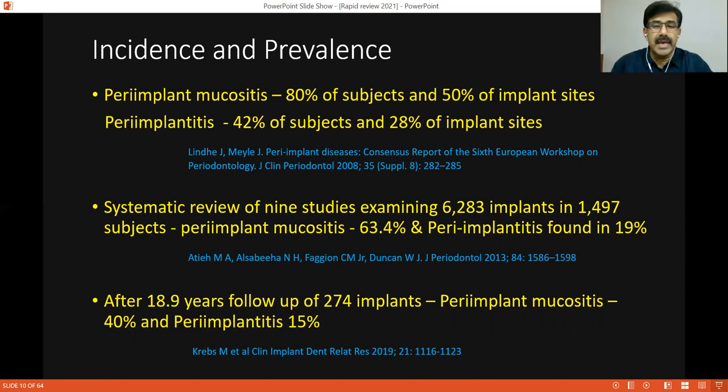So from this data, it is absolutely clear that a large percentage, around 50 to 65% of people, are affected by mucositis, and around 30 to 50% of all implants that you place are affected by periimplantitis.